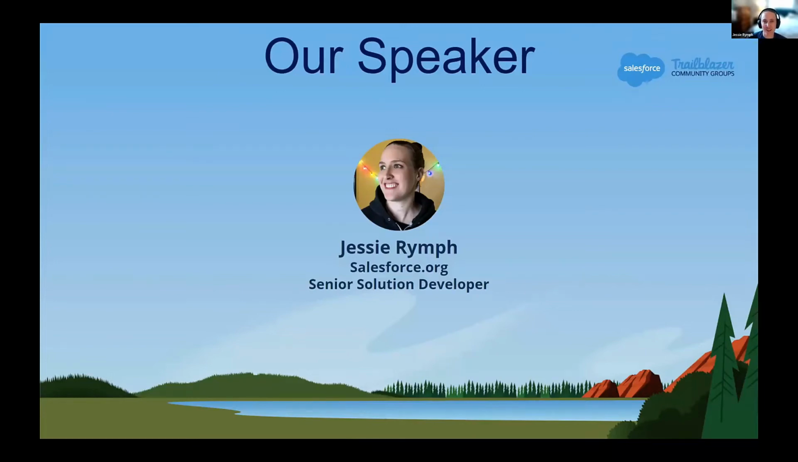I am Jessie Rymph. I work at Salesforce.org. I've been there for 4 years. Before that, I was a nonprofit Salesforce admin. I was at a university as an admin, and then I was at a corporation for a little while. And I used to be the nonprofit user group leader in Seattle, and that's where I live.